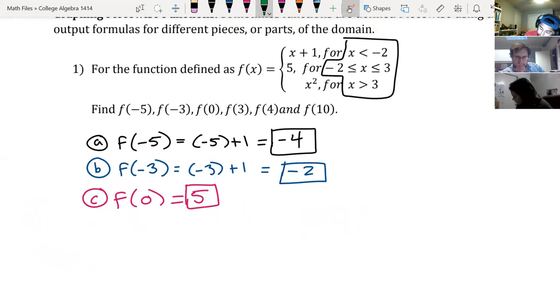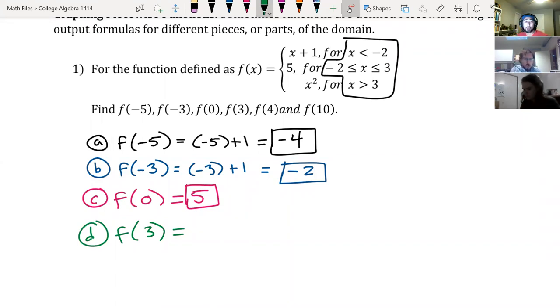D says f of 3. So remember, when x is exactly equal to 3, does that fit in the first, second, or third output? I would say second. Why would you say the second one? Because the third restriction does not have equal or greater. Very good. So this says less than or equal to, which means we are allowed to be equal to 3. So again, our output is 5.